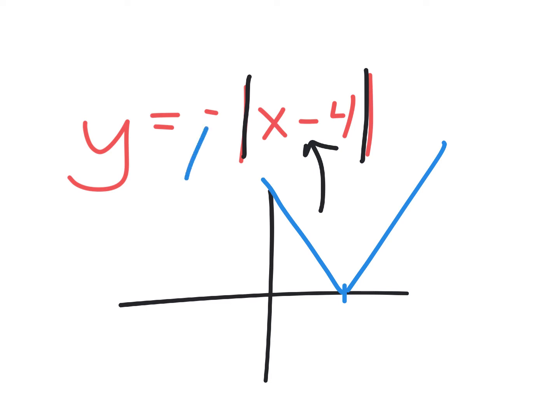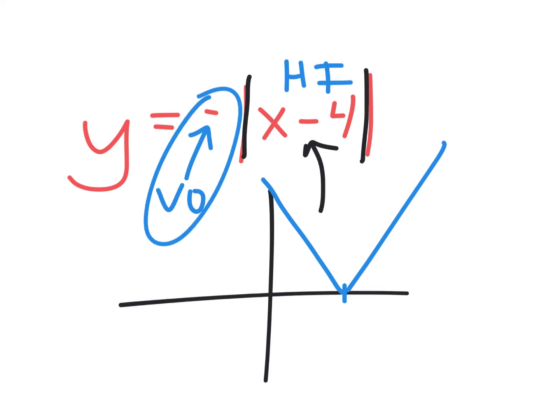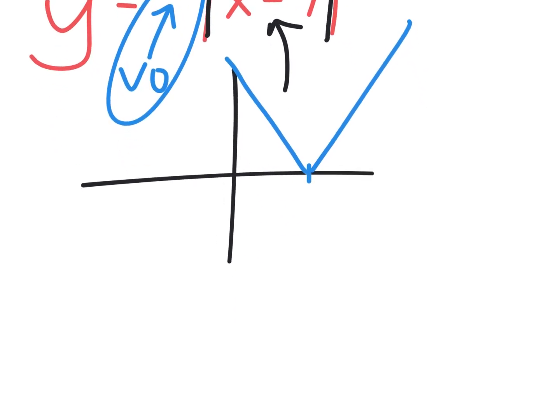Vertically flips it. So it's a vertical on the outside. The stuff on the inside is horizontal on the inside. So that's a vertical flip. So then it looks like that. That's what your graph would look like.